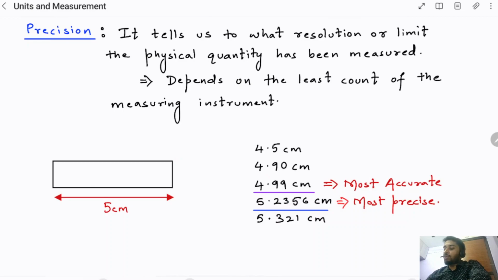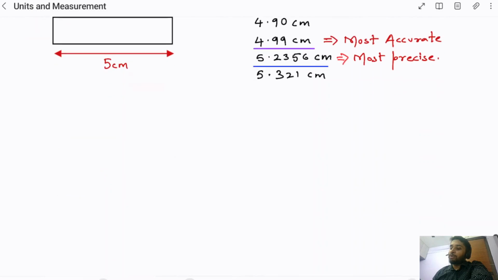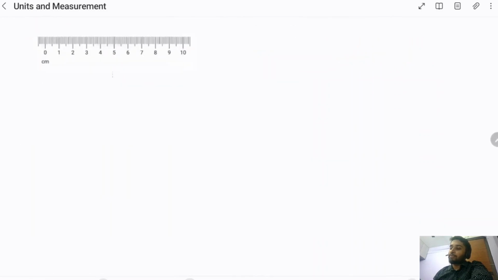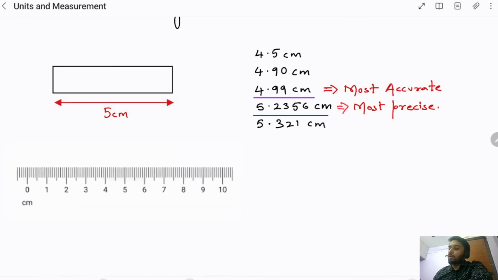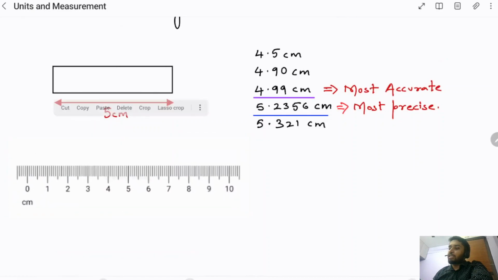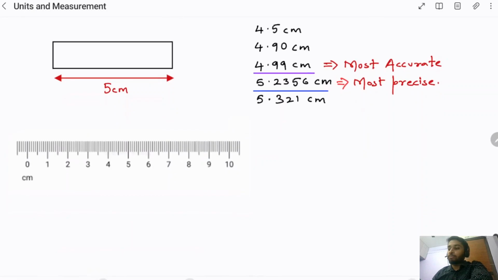Now whenever we are taking any measurement, we cannot simply put these decimals. It depends on the least count of the measuring instrument. Whenever we write any scientific measurement, we have to write it in such a way that it should give an idea about the least count of the measuring instrument. For example, if we take our normal centimeter scale, I happen to have a picture here. The least count of centimeter scale is 1 mm, right?